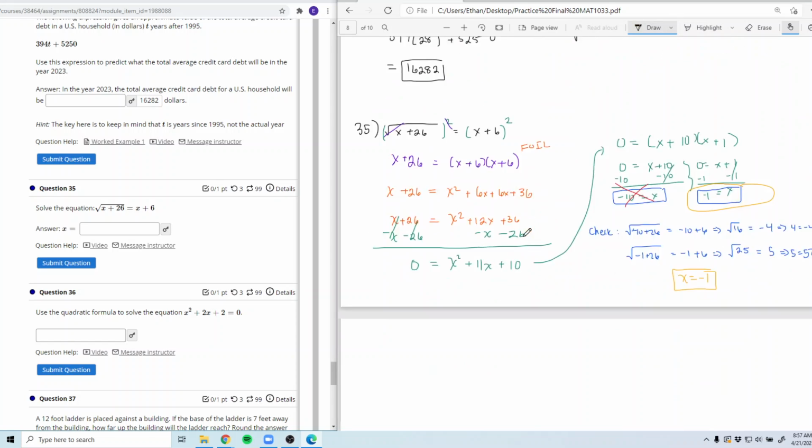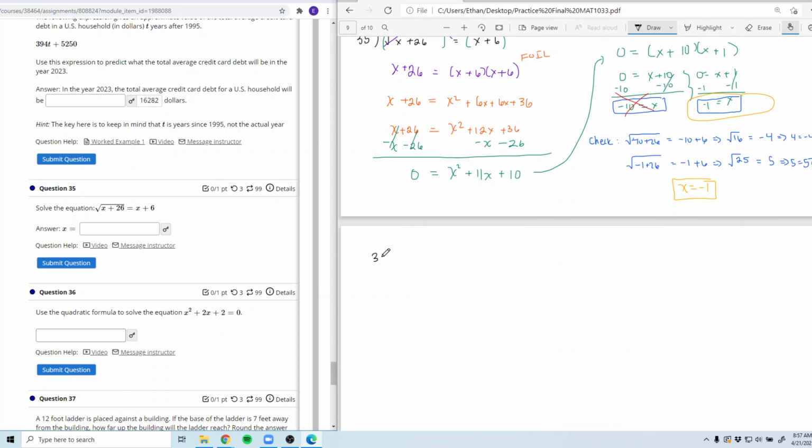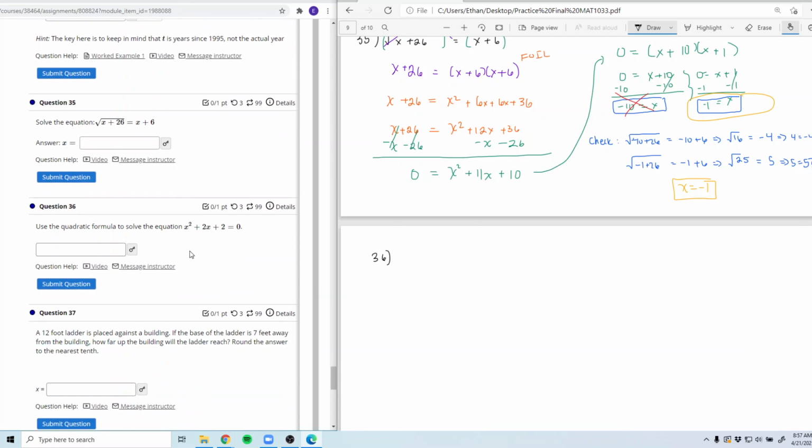All right, number 36. Number 36 says, use the quadratic formula to solve the equation x squared plus 2x plus 2 equals 0. Now it's telling you to use the quadratic formula, but you cannot factor this anyway because you're not going to find two numbers that multiply to 2 and also add to 2.